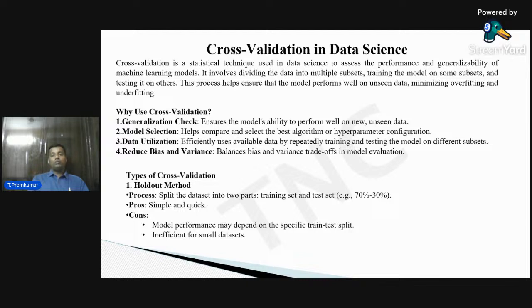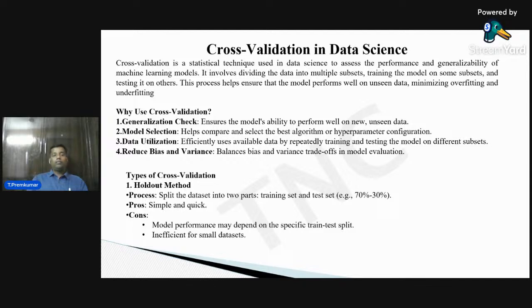Okay, then the next topic is cross validation in data science. Cross validation is a statistical technique used in data science to assess the performance and generalization ability of machine learning models. It involves dividing the data into multiple subsets, training on some of them, and finally testing on the remaining subset. This process helps ensure that the model performs well on unseen data, minimizing overfitting and underfitting.